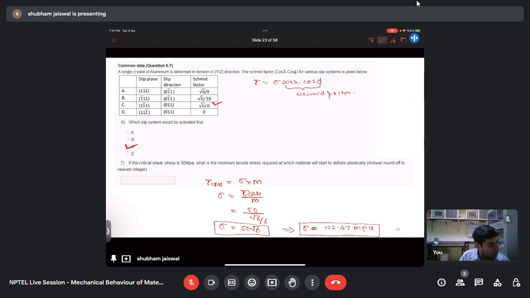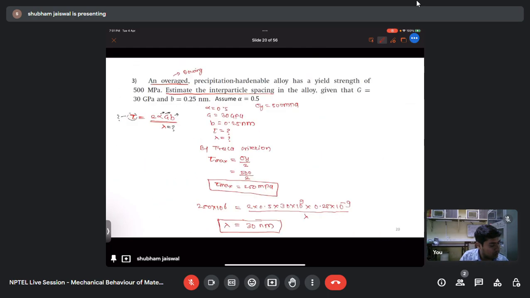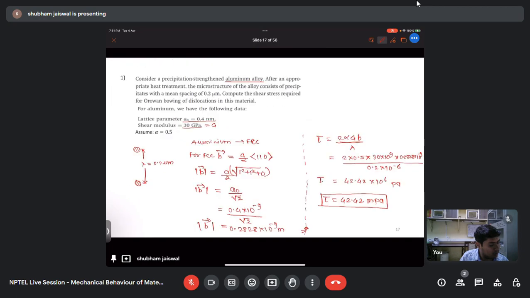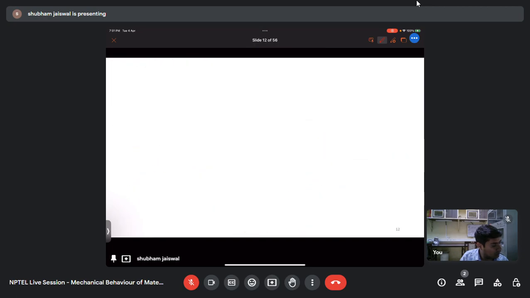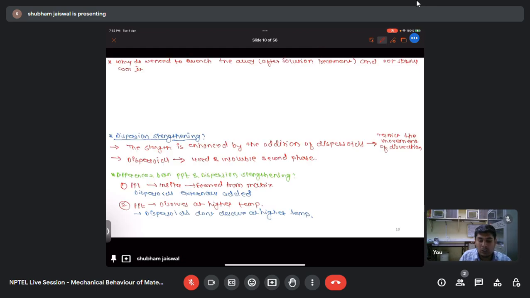Okay, so now we'll see this part. Why do we need to quench the alloy after solution treatment and not slowly cool it? So, any guesses, guys? Okay, for your better understanding, I will draw the phase diagram, and from that you can try to guess.